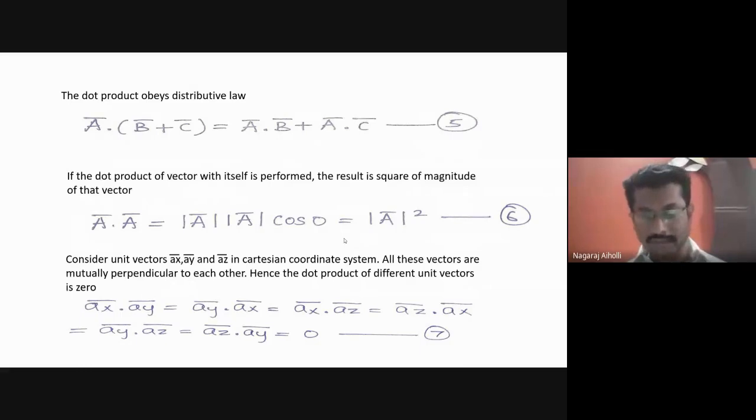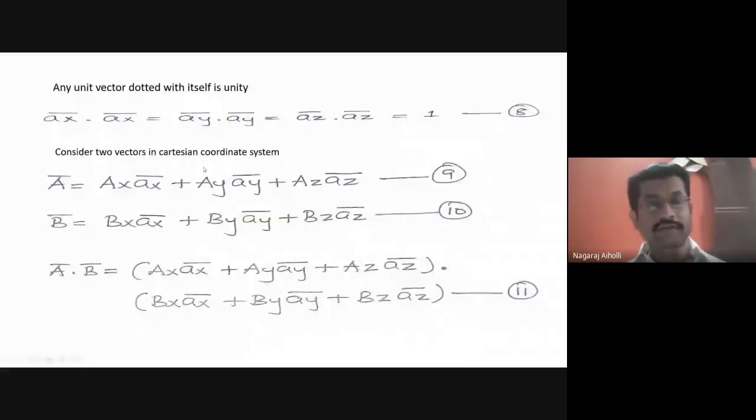Unit vectors, correct? That is, any unit vector dotted with itself is unity. ax bar dot ax bar is equal to ay bar dot ay bar is equal to az bar dot az bar is equal to 1. Is it not, friends? Take it as equation 8.